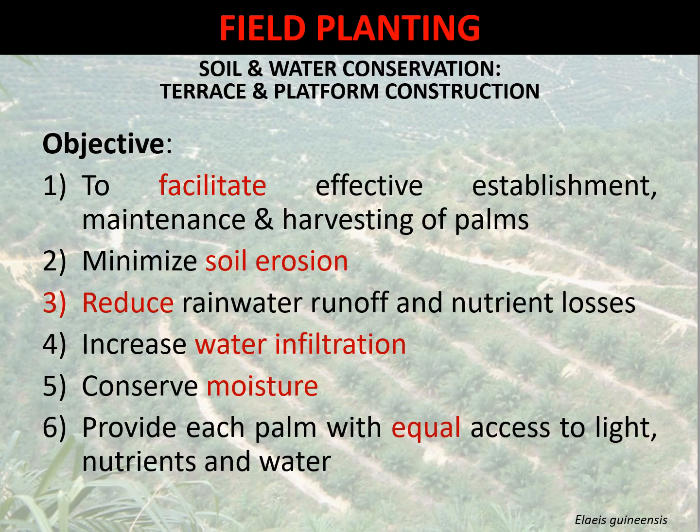In terrace and platform construction, the objectives are to facilitate effective establishment, maintenance, and harvesting of palms. It also helps to minimize soil erosion and reduce rainwater runoff and nutrient losses. In addition, the construction helps to increase water infiltration and conserve moisture. It also provides each palm with equal access to light, nutrients, and water.